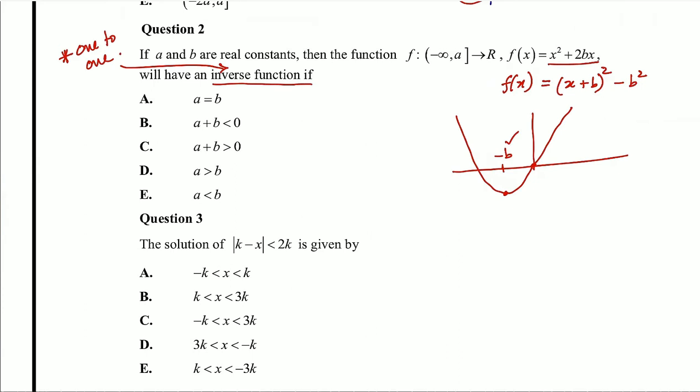So how do we restrict the domain? Okay. So this a value, what would it be? Is it negative b? You have to understand, anything below negative b. Minus infinity is what they have given. So you are counting from this side, right? So your a should be restricted from here. So this is the part that you have to count. So that will tell you that a should be less than minus b. But this is minus b, so we are looking at the minus part of it. So this will give you a plus b less than zero. So the answer would be B.